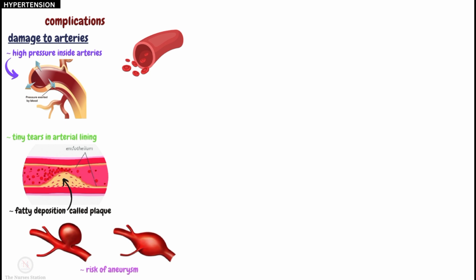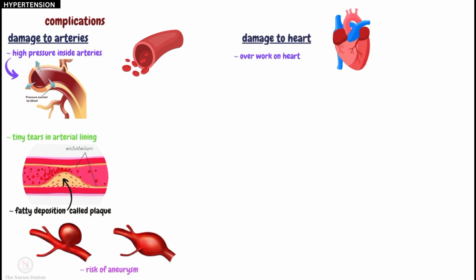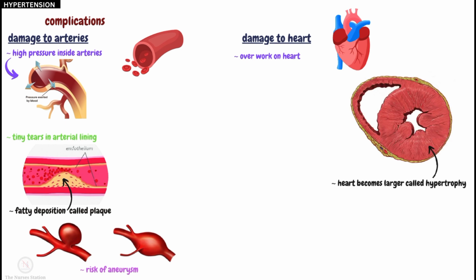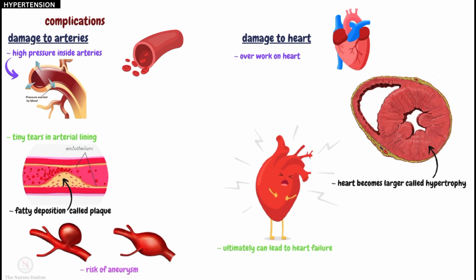To push the blood through stiff or clogged arteries, your heart has to work harder. An overworked heart can become larger than normal, called cardiac hypertrophy. Ultimately, the cells of heart muscle lose strength and cannot pump blood well. This could lead to heart failure.